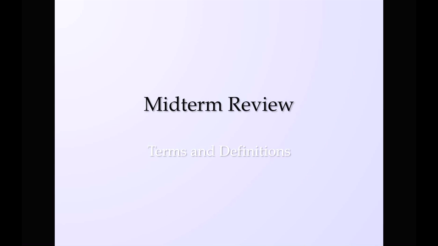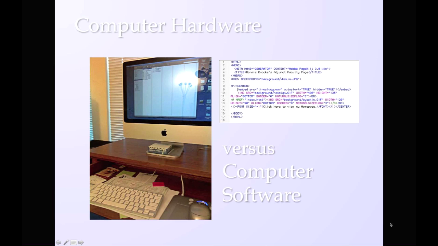This is a midterm review of terms and definitions. Computer hardware versus computer software. Computer hardware is a solid object that actually is part of the mechanical things that run the computer. The software is only virtual. It's only the pieces of data. It's not anything that you can pick up. So if you can pick up and throw it, it's hardware. But if you can think about it, it's software.